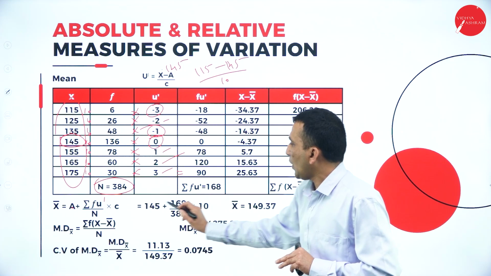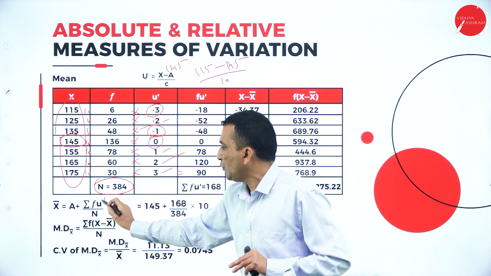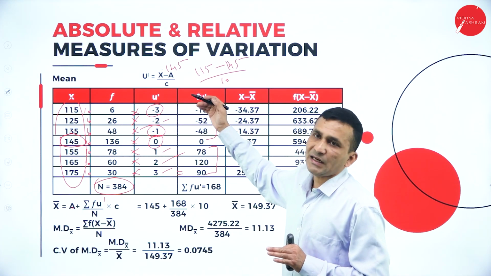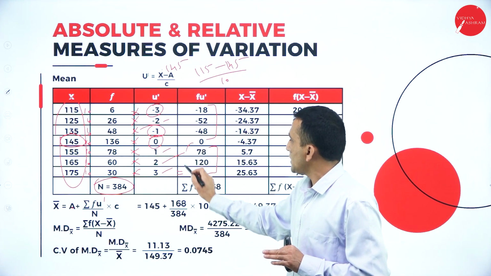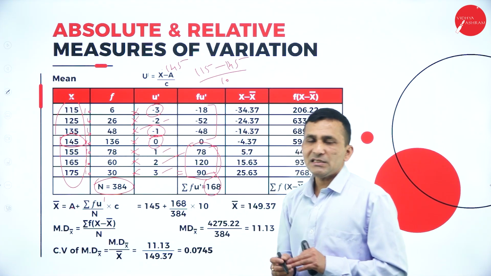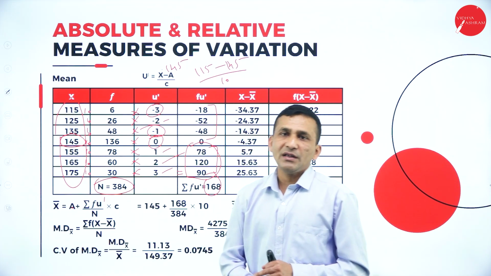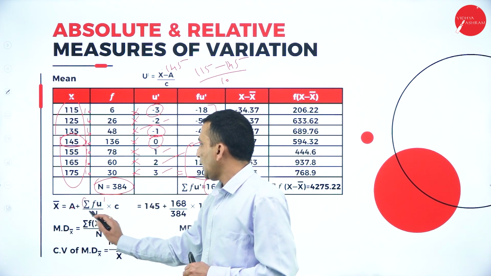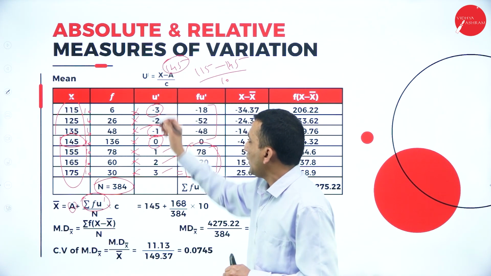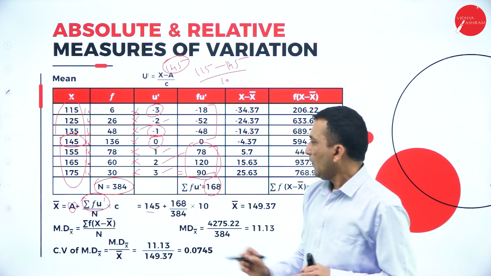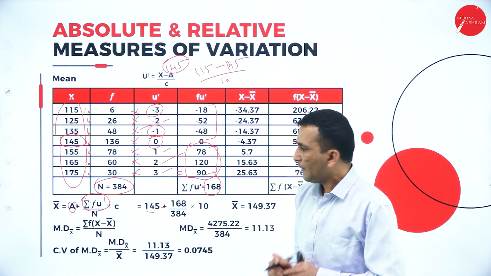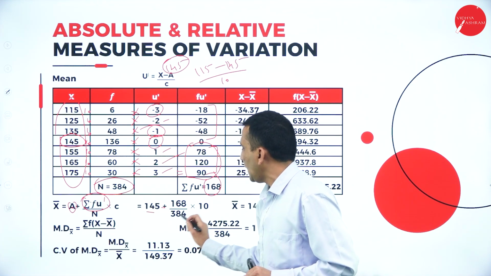After taking this total, according to the formula, I am getting sigma f u dash. Now, between the minus category and the plus category, which sign is more? Here in this case, the plus category is more. After subtracting the minus category value, I am getting 168. Now I can easily simplify this formula. The numerator is sigma f u dash, and since I assumed 145 as a, I am writing a plus, 145 plus, as it is. In place of sigma f u dash I am writing 168, divided by n, the frequency total, 384.